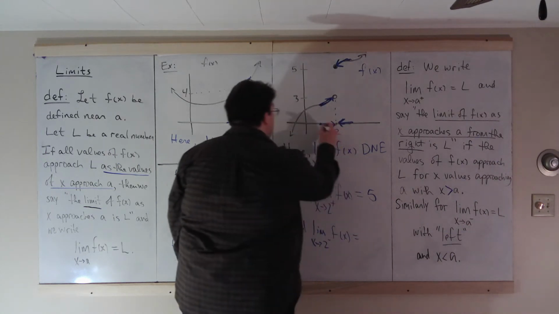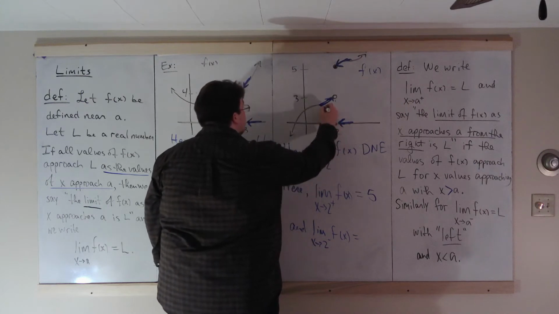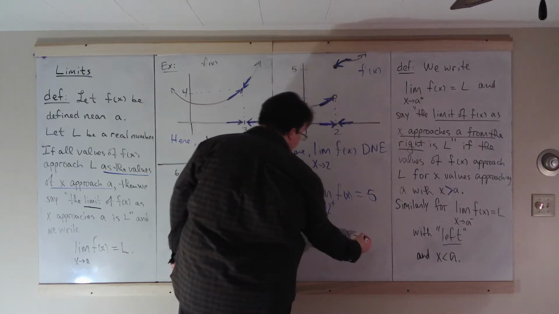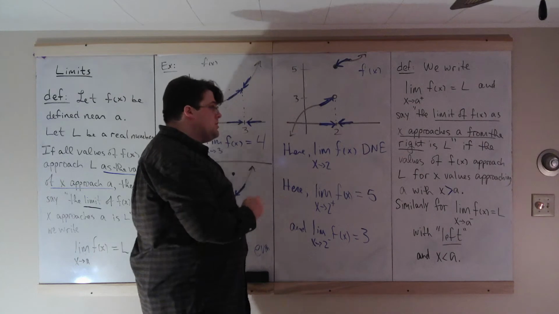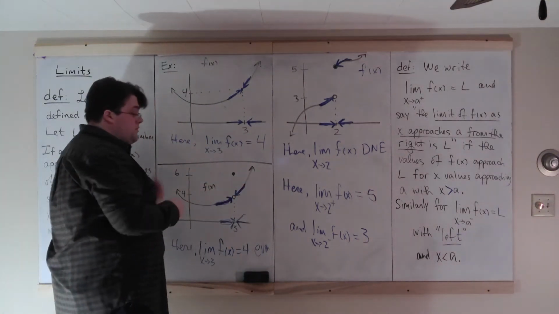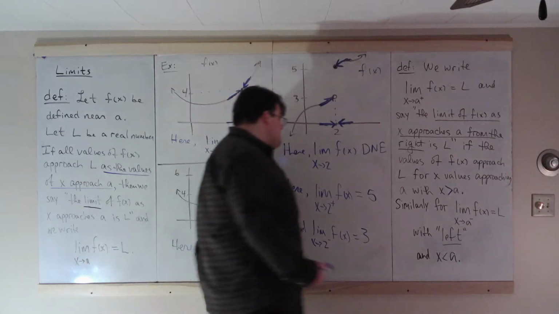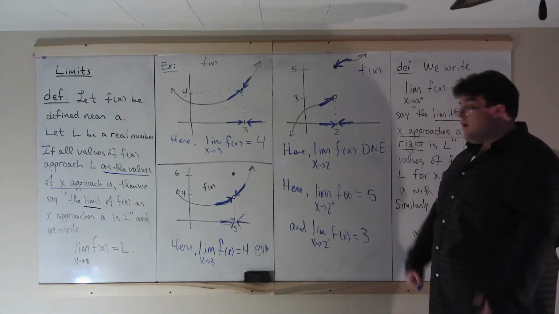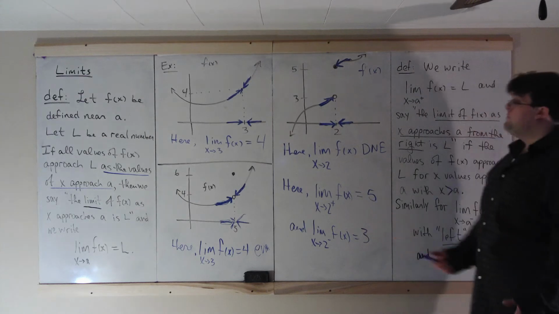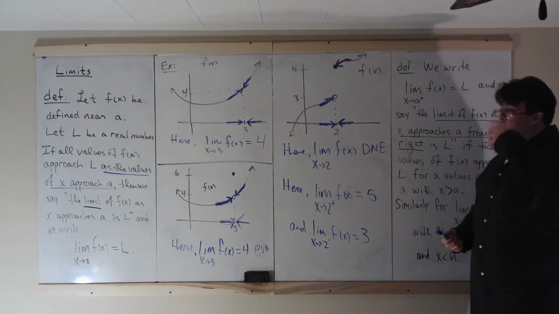On the left of 2, for these values, the function approaches a y value of 3. Even though the function equals 5 at x equals 2, the limit doesn't care what happens at 2. The limit cares what happens near 2. And the limit on the right cares what happens on the right of 2. The limit from the left cares about what happens on the left of 2.